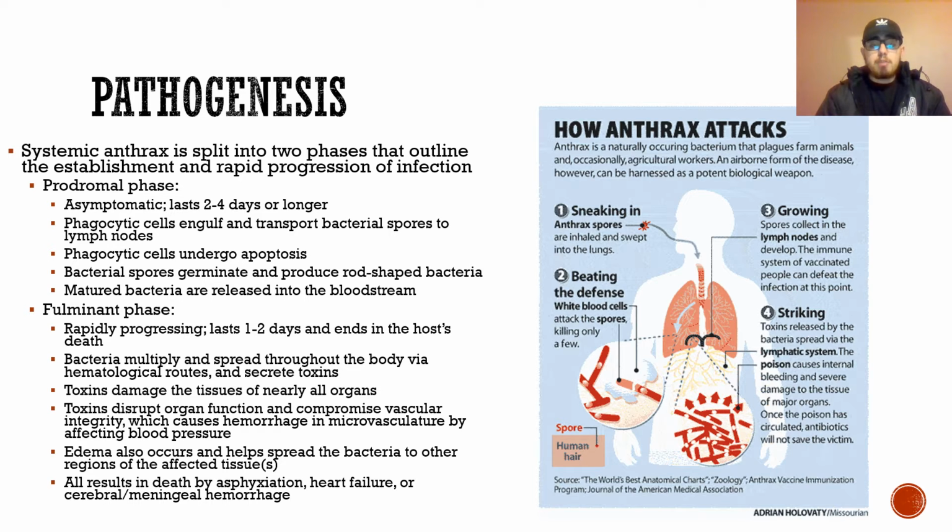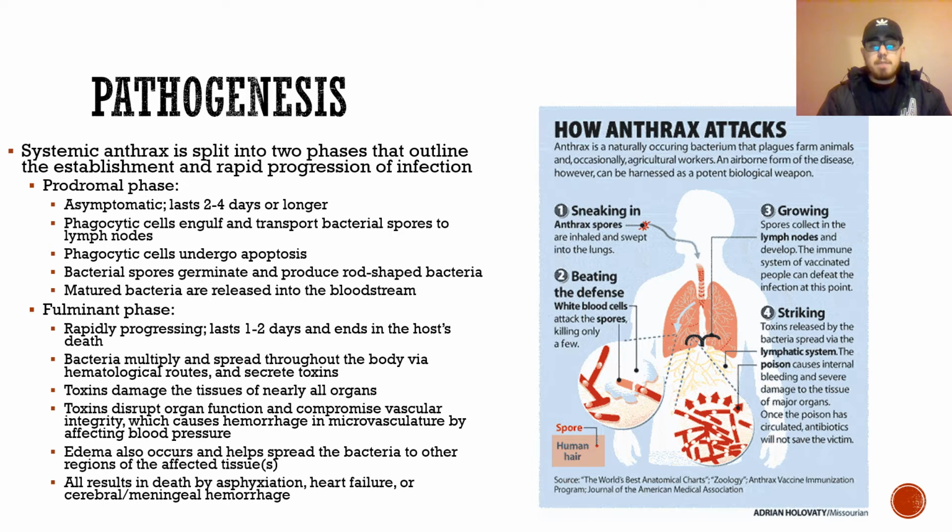This will lead to phagocytic cells undergoing apoptosis, or cell death, once they reach the lymph node and unload the bacterial cargo. Then bacterial spores germinate and produce rod-shaped bacteria, or basically final germination bacteria. And this matured bacteria will actually be released into the bloodstream as a result of a lymphatic process.